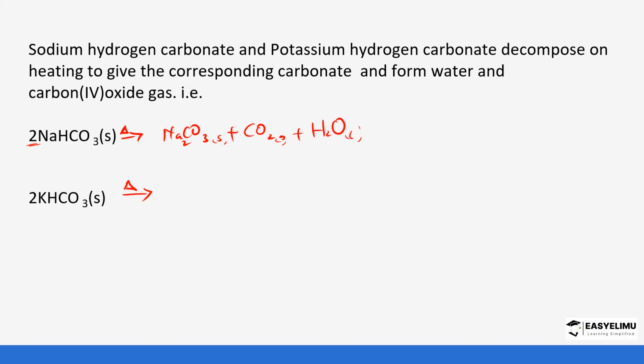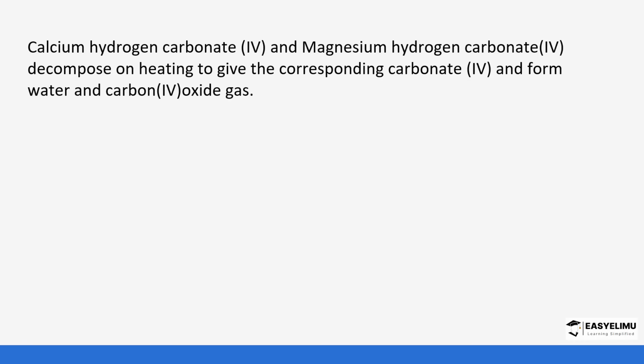It also forms potassium carbonate plus carbon 4 oxide plus water. Remember, we said sodium carbonate and potassium carbonate you cannot decompose. But sodium hydrogen carbonate and potassium hydrogen carbonate decompose partially to form their carbonates, carbon 4 oxide, and water. And then for the others, that is calcium hydrogen carbonate and magnesium hydrogen carbonate, they produce their carbonates as well, water and carbon 4 oxide.